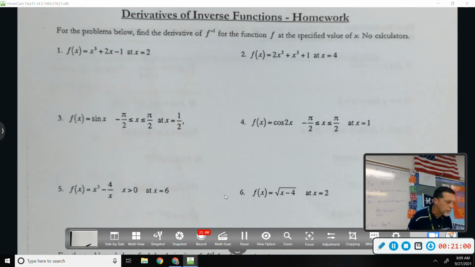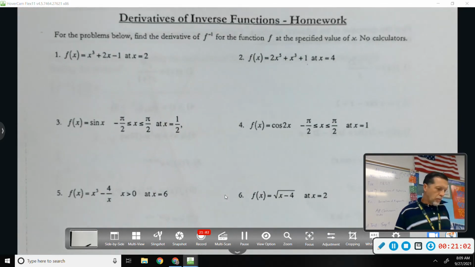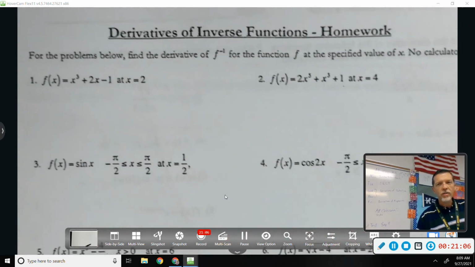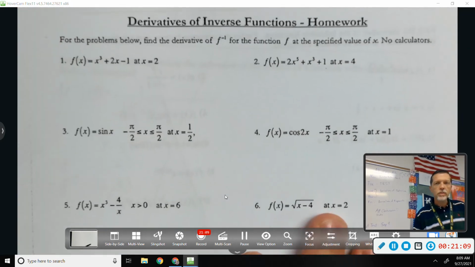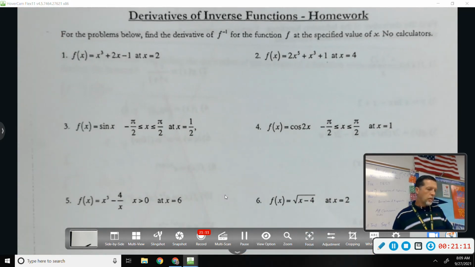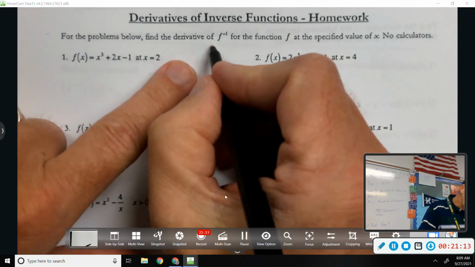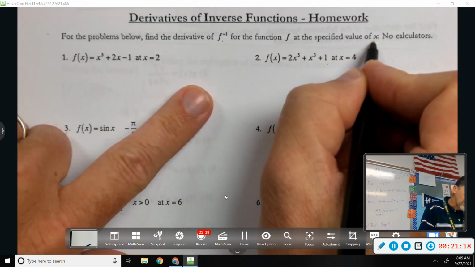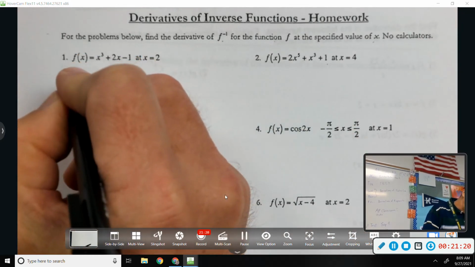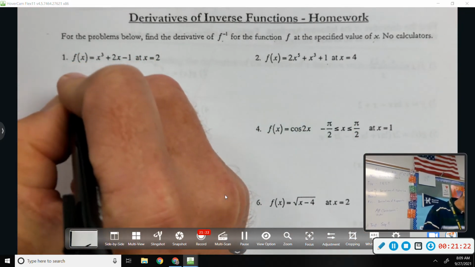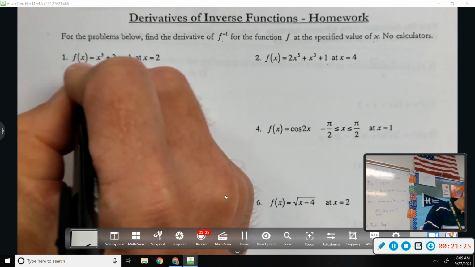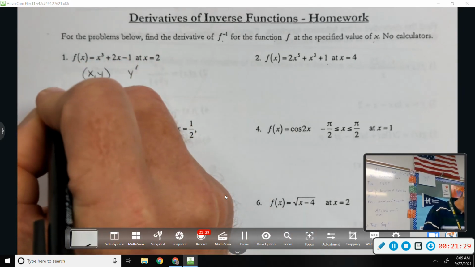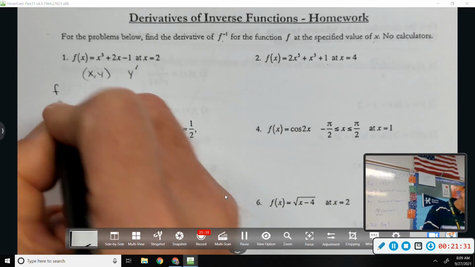Let's do number 1. For the problems below, and I don't really like these directions, but I made the test directions match them. So when we get used to these, we'll be okay. For the problems below, find the derivative of the inverse for the function at the specified value of x. No calculators. Okay, so let's set up the table again. So x, y, y prime for f and the inverse.